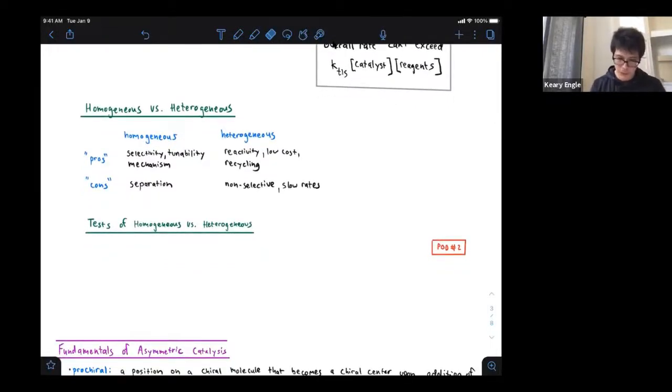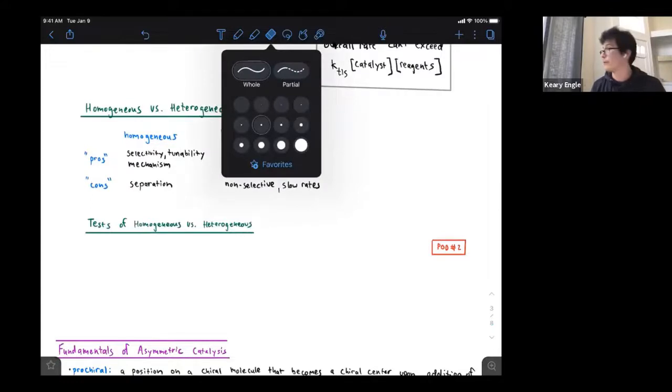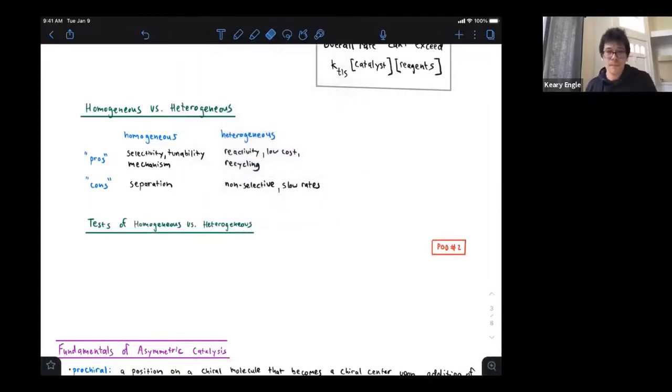And so let's take a quick peek over at problem of the day number 2, which will get at this question of how do we know what regime we're in, and if we don't know, how we can figure it out.